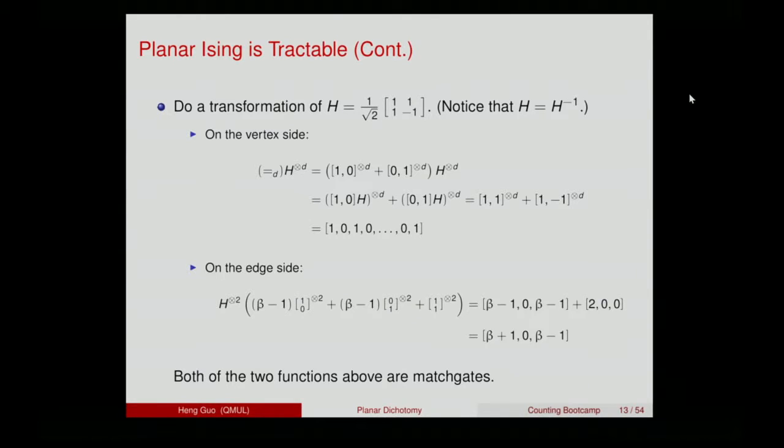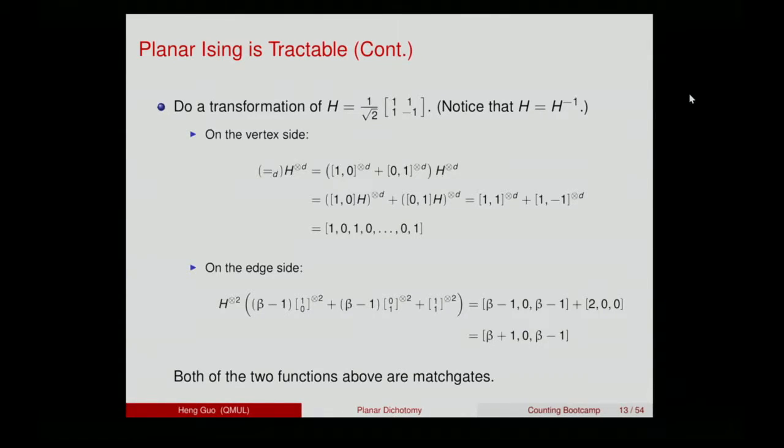But notice that here we view the vectors as row vectors. On the other side, we view it as a column vector, because it's sort of a huge dot product. And we do the transformation, we get something like beta plus 1, comma 0, comma beta minus 1. And Jin last time gave an explicit table of what symmetric match gates are, and both of them are match gates. So we can express these as perfect matchings and then solve it using the FKT algorithm.